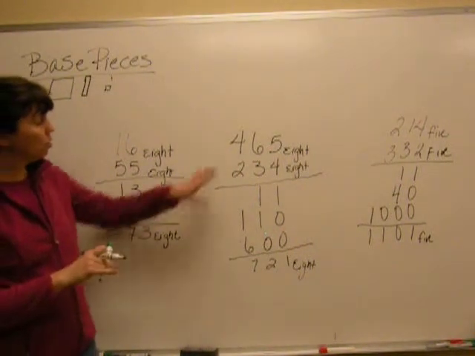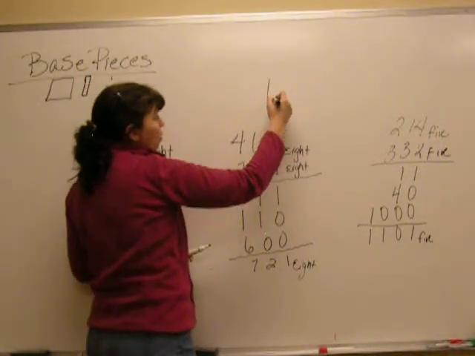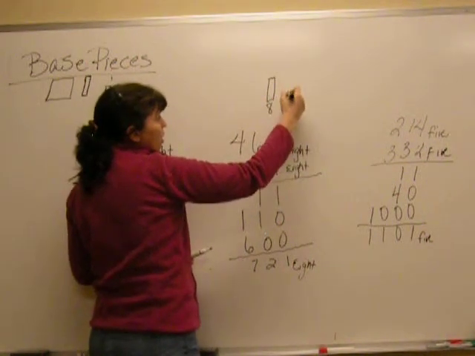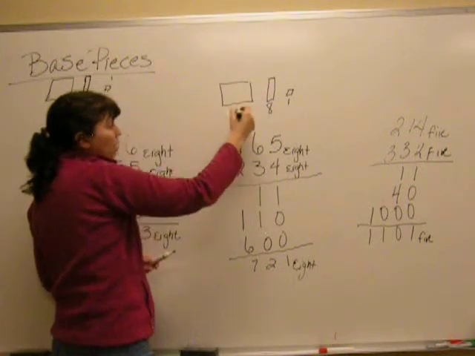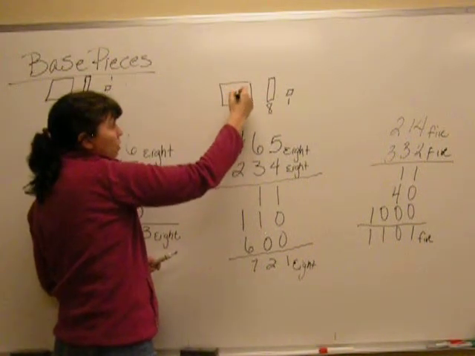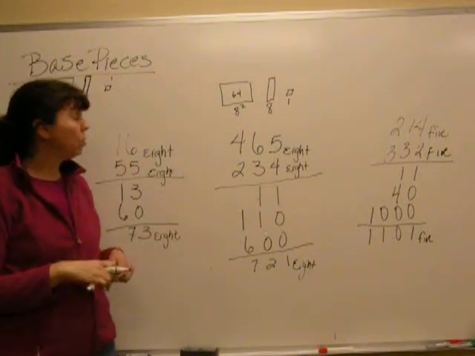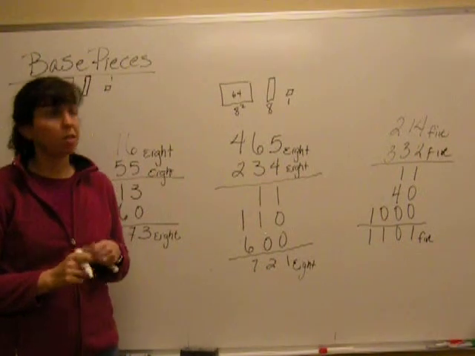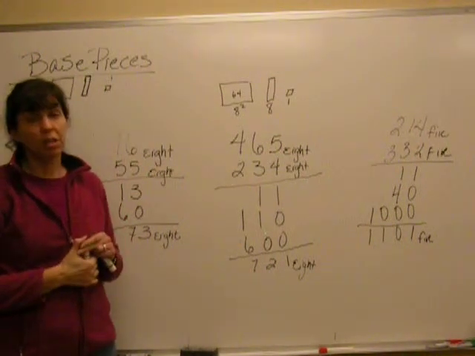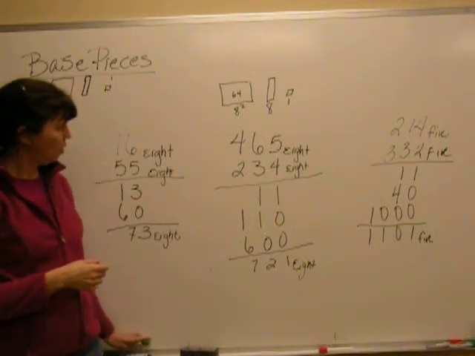Okay. So you could actually do this with your base pieces, just instead of thinking of these as being worth 5, they'd be worth 8. These would still be worth 1, and then these would be 8 squared, or 64. Okay, so if that's easier for you to do, maybe try it with the base pieces. We will be working with base pieces when we do subtraction and multiplication, well, subtraction also, so you will get more practice with this.